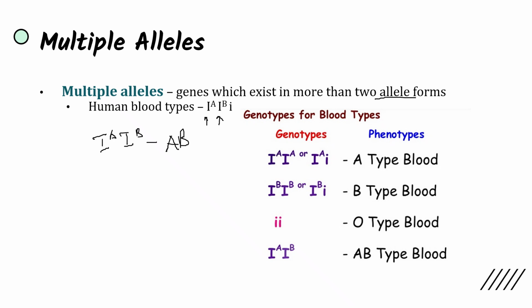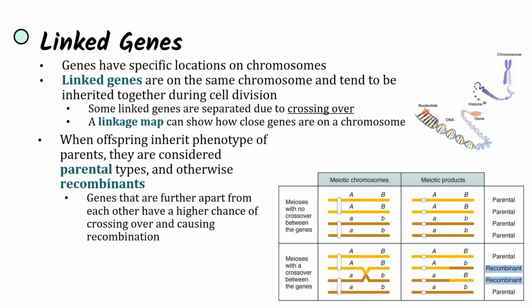When you have an IA and a lowercase i, then you have regular complete dominance where the capital IA is taking over, and so you have A-type blood. Same thing with capital IB, that's going to result in B-type blood. And then when you have two of the recessive lowercase i alleles, then you're going to have O-type blood. So within these multiple alleles, we can see these other forms of dominance that we discussed, including complete dominance, but also codominance. Now to talk about linked genes.